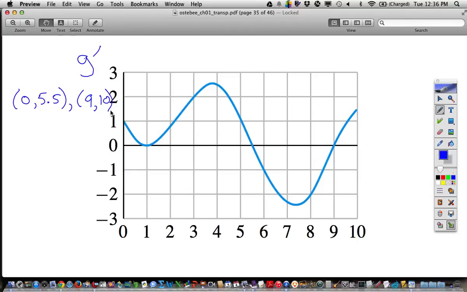So, when G is increasing, which is what they wanted to know, G prime is positive. So let's go over to here. Everybody follow along with me. So right here, G prime is positive, which means G's going up, going up, going up, going up, until right here, what happens? Flat spot. Now G prime is positive again, so what's G doing? Going up, going up, going up.